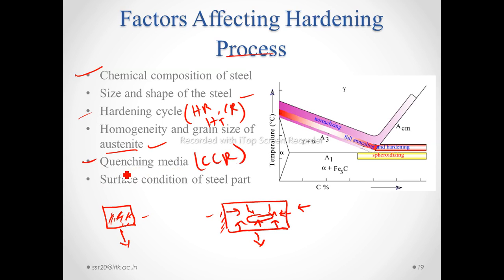This is the cooling rate. The quenching medium is also affecting this, and the surface conditions of the steel will also affect the hardening process. This is all about the hardening heat treatment process, from which we can get harder substances due to the presence of martensitic structure, which is a non-equilibrium phase product.